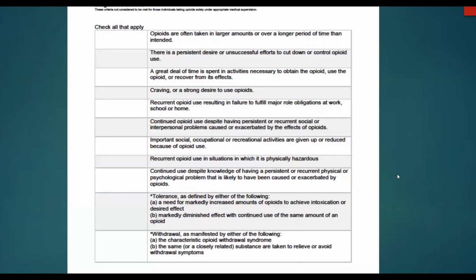This is the form that you can use for the diagnosis of an opioid use disorder. It actually looks pretty presentable when it's in a form. Get a form like this into your practice. You'll find out that it's very easy to use to help you go through whether or not someone might have an opioid use disorder.